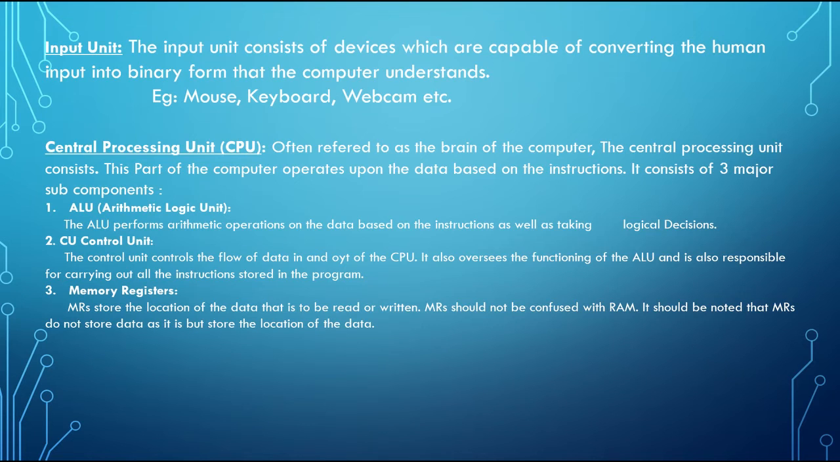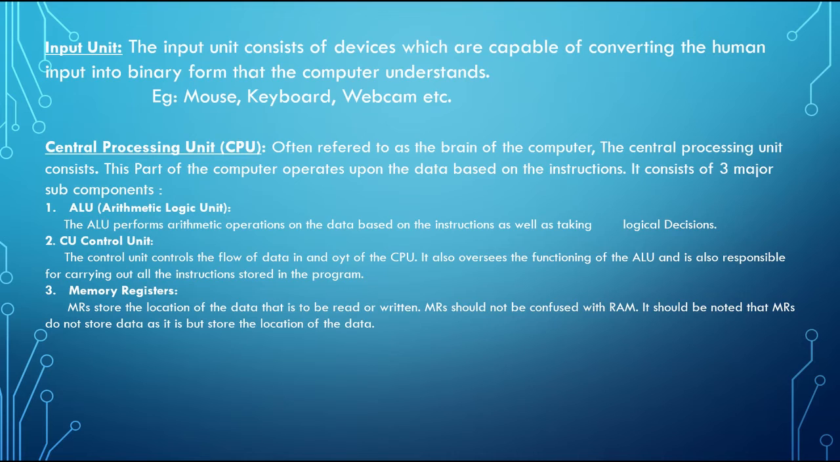The central processing unit, which is next, we all have known as the brain of the computer in lower classes. It comes with three major subcomponents: the ALU, the CU, and the memory registers, which we have seen in the previous slide. So let's have a look at what the ALU does. The ALU performs arithmetic operations on the data based on instructions, as well as taking logical decisions.